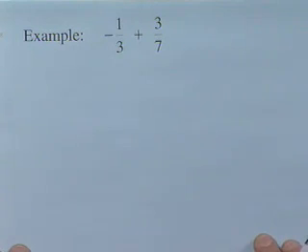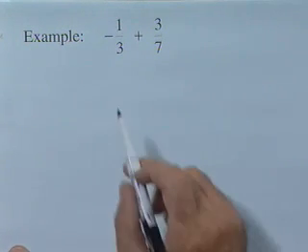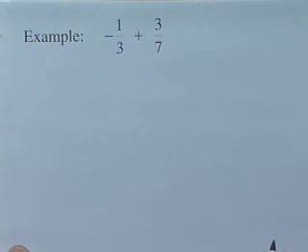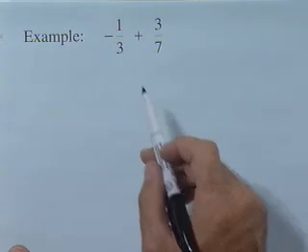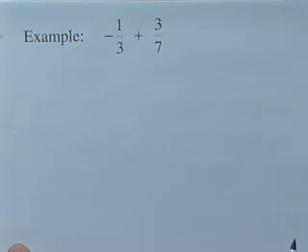I'd like to do two more examples where we add or subtract signed numbers, but in this lecture I'd like to do fractions. Okay, so let's take a look at a couple examples. My first example, negative 1/3 plus 3/7. Okay, so we want to go ahead and simplify this little expression here.